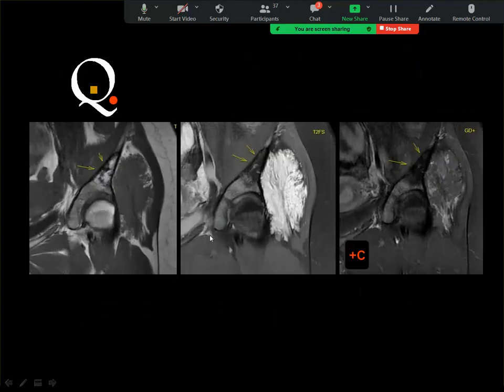Next case is a mass in the gluteal region, and this mass is of low signal in the T1, very bright signal in the T2 fat set, and this is supposed to be contrast T1 fat set.